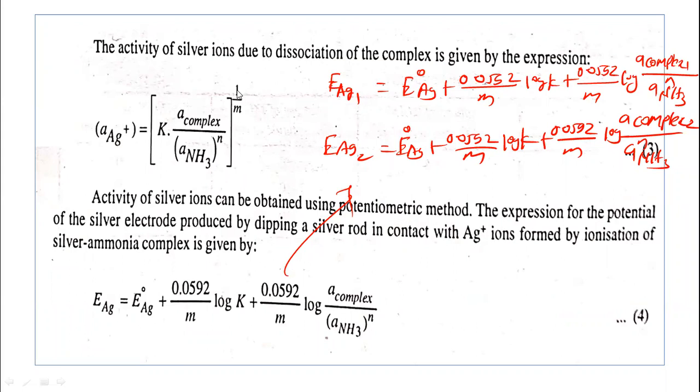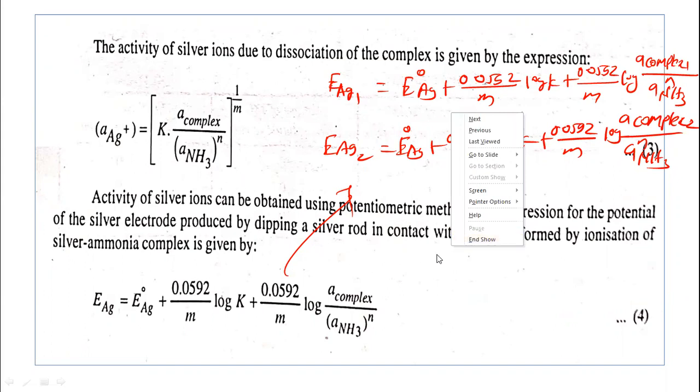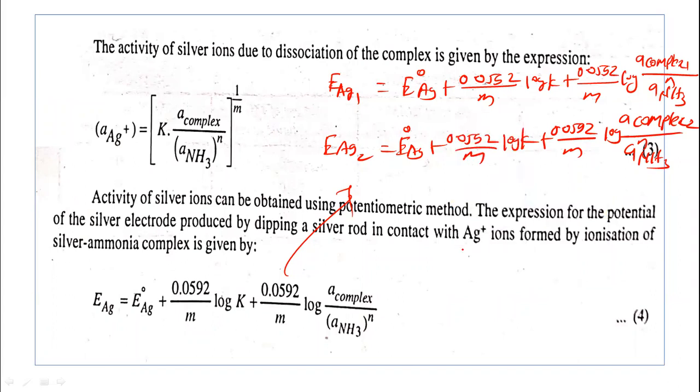Now the activity of the silver ions can be obtained using the potentiometric method. We have to perform the potentiometric experiment, and in this experiment we are going to use two silver electrodes. Let us represent the cell here. The cell which is formed can be represented in this way, so we have to construct the cell in this way.